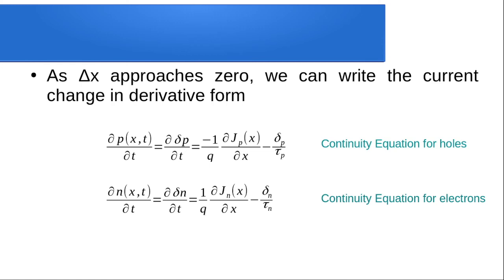You might remember studying partial differentiation. We use that when a particular quantity depends on more than one variable. Here the variables are the distance x and time t. That can be written as dou of delta p by dou t.